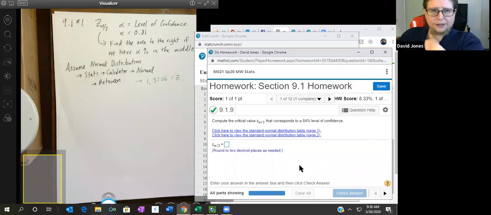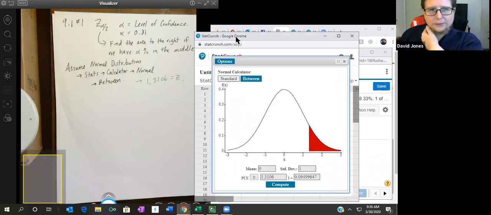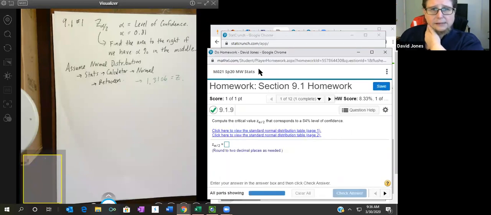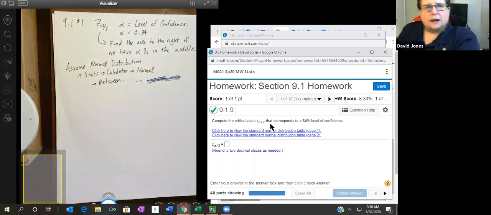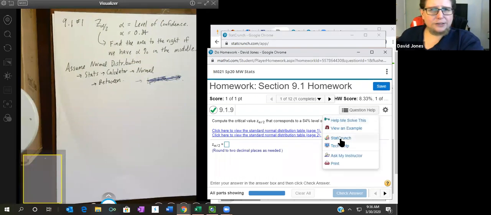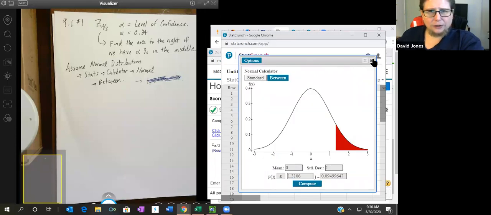So let me do a similar question. Okay, so compute the critical z-score. Compute the critical value for the z alpha over 2 that corresponds to an 84% level of confidence. Okay, alpha here is our level of confidence. So that's what the alpha is. Now, normally back in the days, we would figure out what that meant and plug it in, look it up on the table. We don't need to do that. We've got StatCrunch. So you can go question help StatCrunch, or I've already got the window loaded.